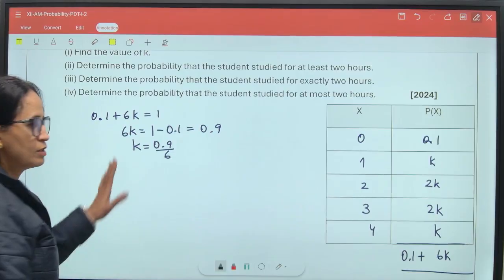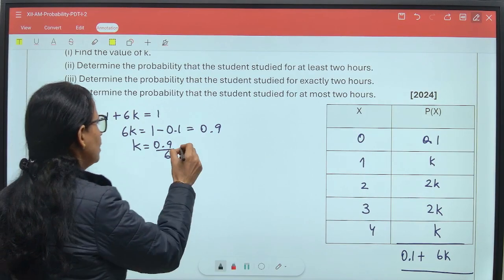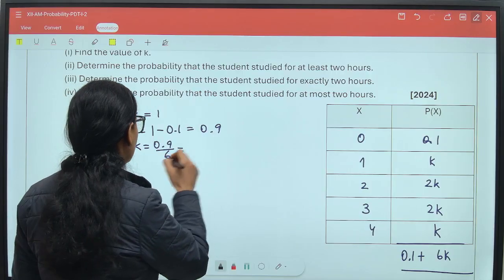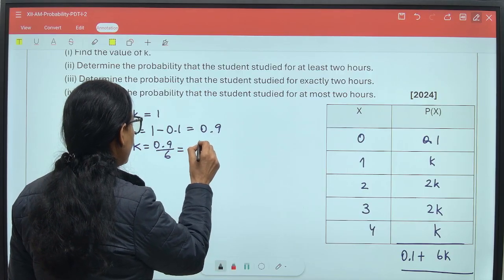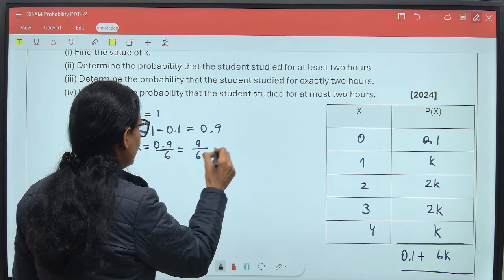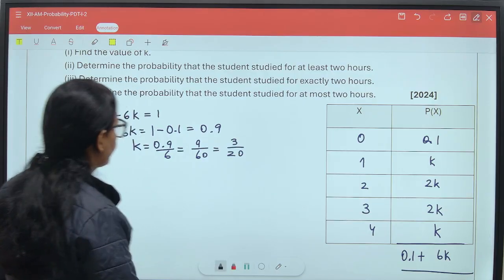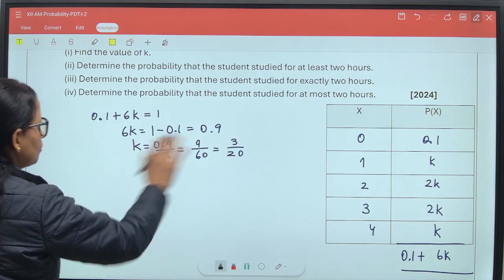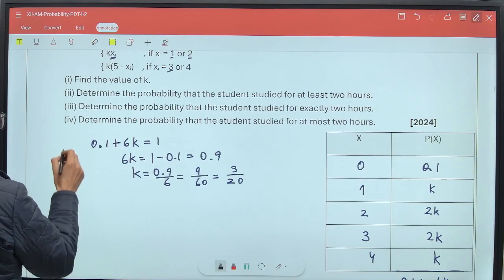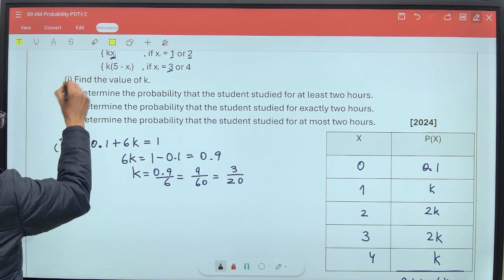Now you can use it as a decimal number also, or you can use it as a fraction also. So if I reduce this to a fraction, it becomes 9 by 60, and this is 3 by 20. So you can use it in either way, either as fraction or decimal, that doesn't matter. So this was the first part where you need to find the value of k.